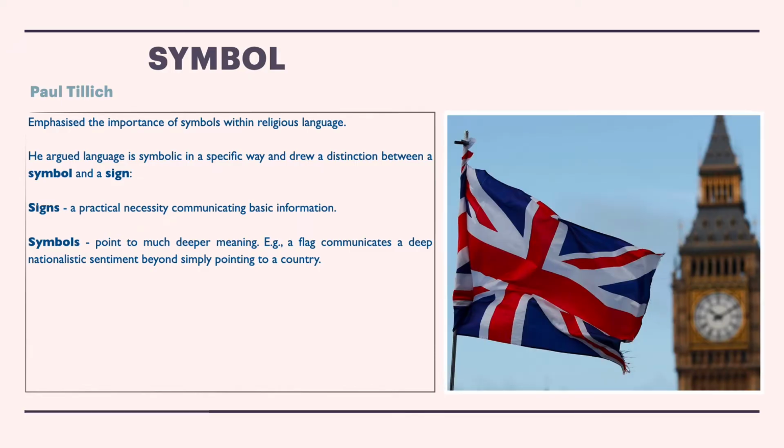Let's take, for example, the British flag, the flag of the United Kingdom of Great Britain and Northern Ireland. This flag communicates a deep nationalistic sentiment that goes beyond simply pointing to a country. It also represents the deeper meaning of the union of countries that make up the UK. Many would take pride when they see the flag flying.